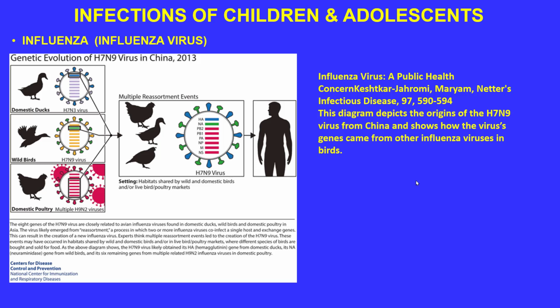Here's another one. The diagram depicts the origins of the H7N9 virus from China and shows how the virus's genes came from other influenza viruses in birds. So in other words, there are a lot of domestic ducks, wild birds, and poultry birds, and so they at times were mixing and matching, and you ended up with this particular combination here called H7N9. And now this is directly infectious to human beings.